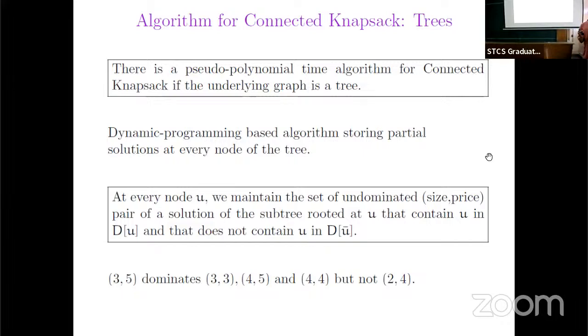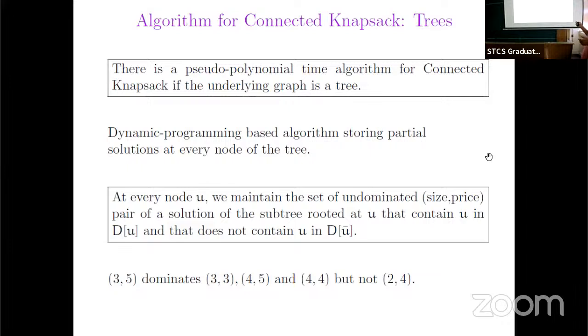Again, what is a pseudo-polynomial algorithm? Its runtime is polynomial in n and the sum of the values of the numbers. And it's a dynamic programming based algorithm where we are storing some partial solution at every node. So suppose u is a node, and what we are storing is the set of values for every partial solution.